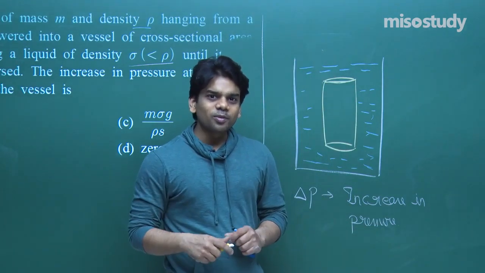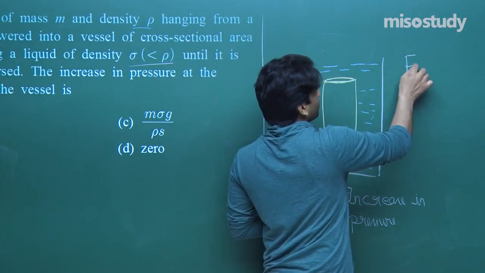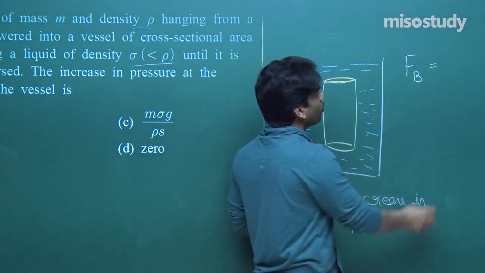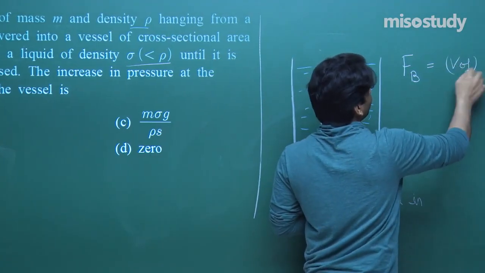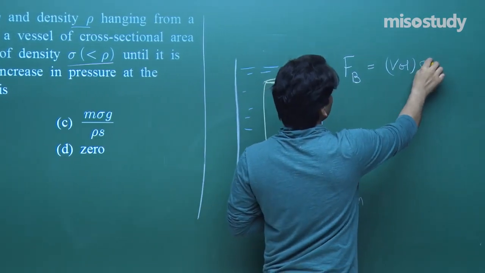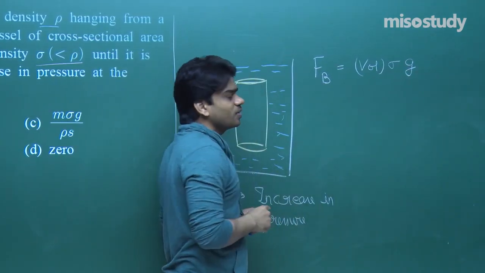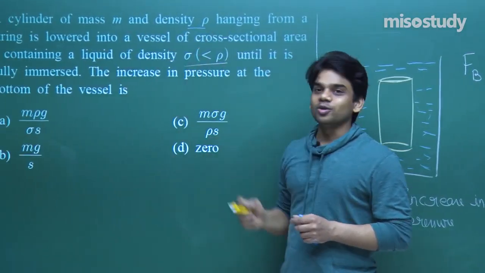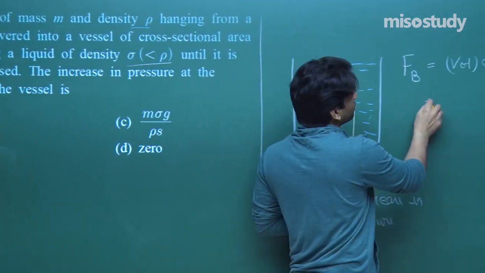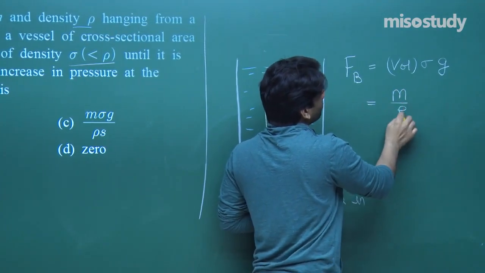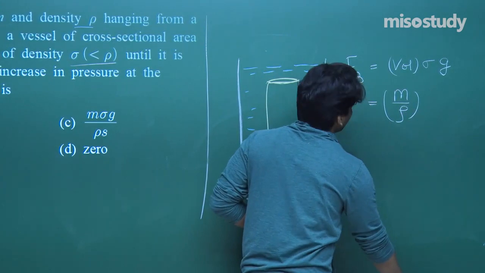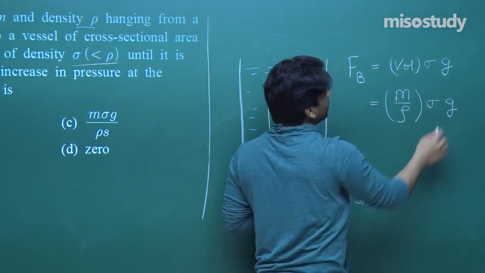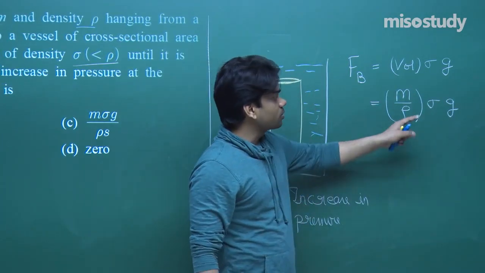First of all, let me find out the buoyant force that will be acting on it. Buoyant force will be due to the liquid, and that will be the volume of the cylinder multiplied with sigma, that is the liquid density, into G. Its cylinder mass is m and density rho, so automatically its volume will be m by rho. Remember, FB I am writing for buoyant force, multiplied with sigma into G. So the buoyant force is equal to m by rho sigma G.